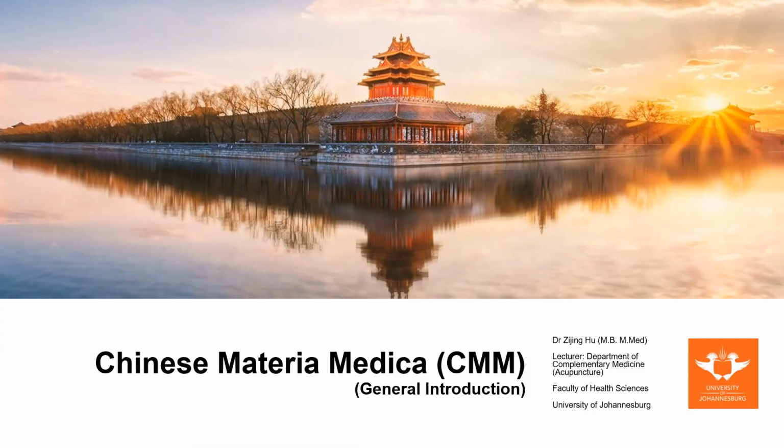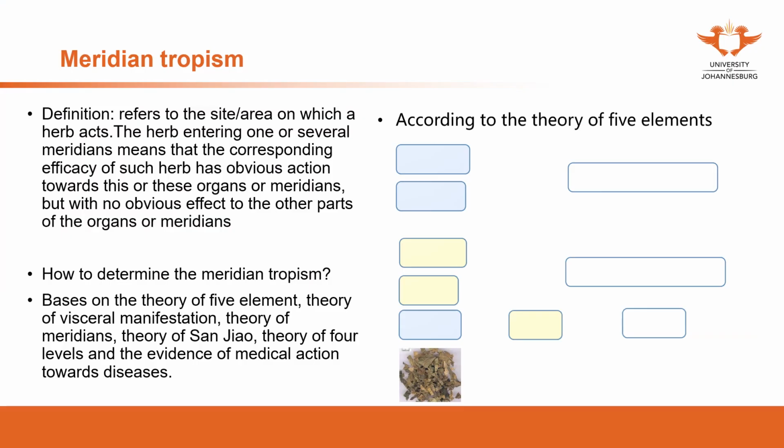Good day, class. In this video, we are going to talk about the meridian tropism. The meridian tropism refers to the site or area on which a herb acts. The herbs entering one or several meridians means that the corresponding efficacy of such herb has obvious action towards this or these organs or meridians, but with no obvious effects to the other parts of the organs or meridians.